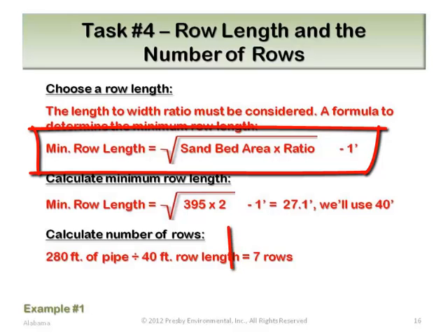The formula says to multiply the minimum system sand bed area calculated in Task 1 by the length to width ratio and take the square root. This will actually provide the minimum system sand bed length. However, the advanced Enviroseptic row length will be 1 foot shorter than this number, and is why we then subtract 1 foot to get our final answer.